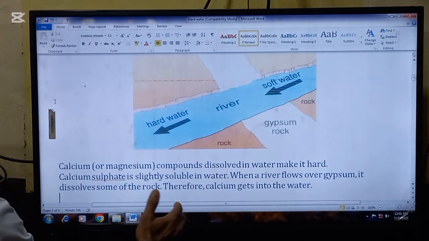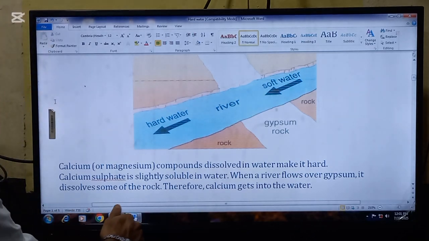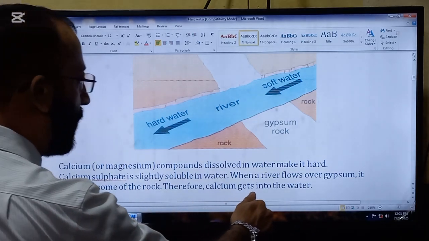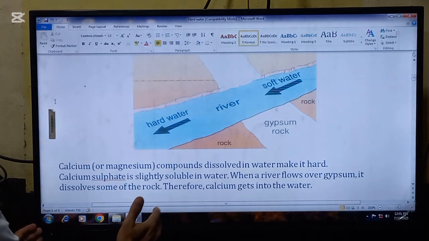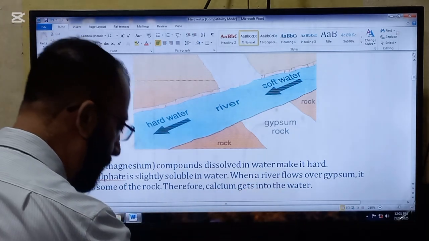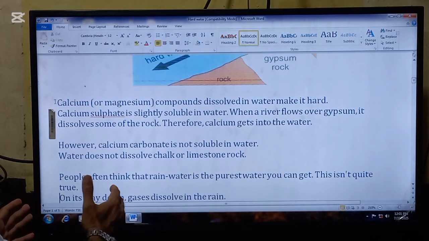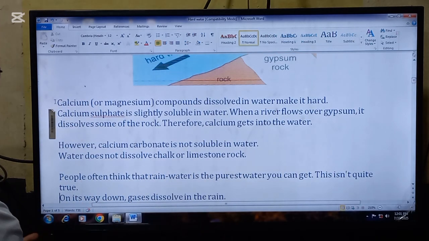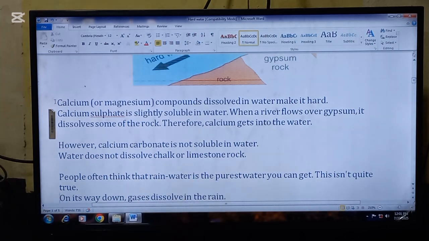Calcium or magnesium compounds dissolve in water and make it hard. Calcium sulfate is slightly soluble in water. When a river flows over gypsum, it dissolves some of the rock. Therefore, the calcium gets into the water, which makes the water hard. However, calcium carbonate is not soluble in water. Water does not dissolve chalk or limestone rock.